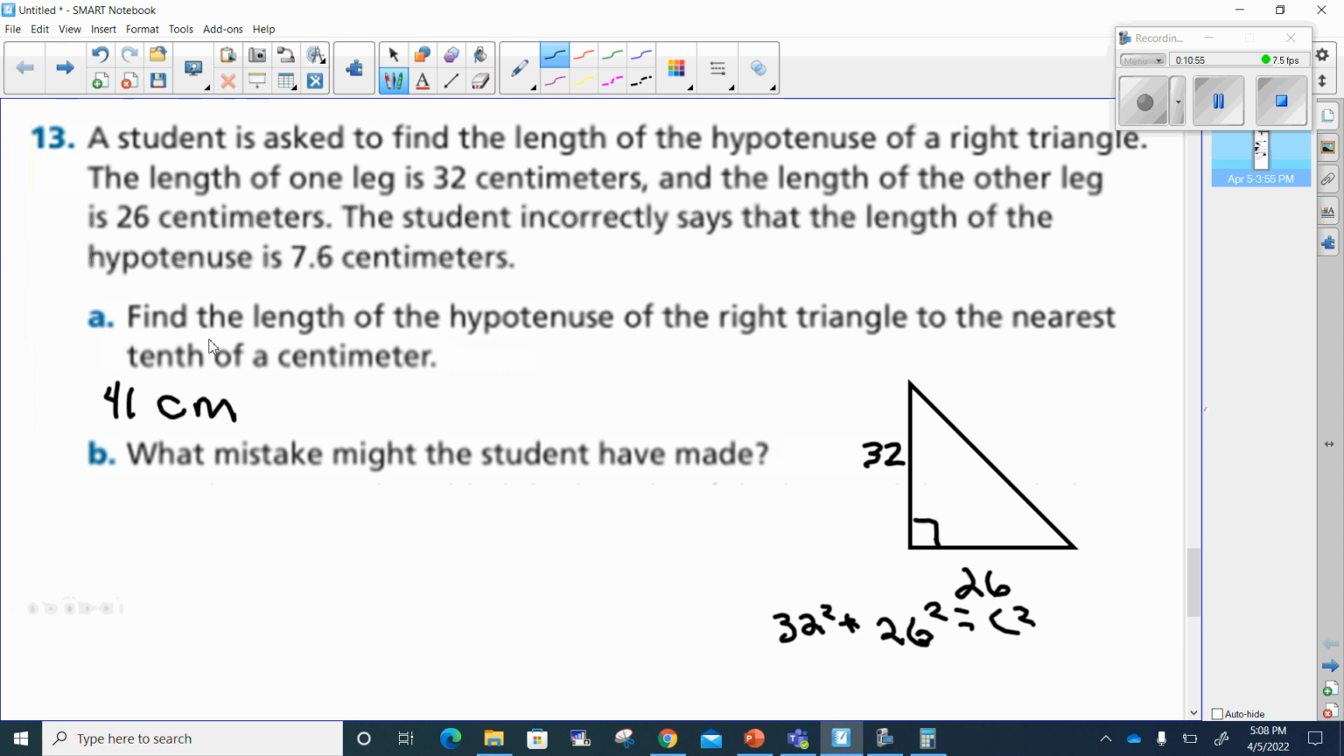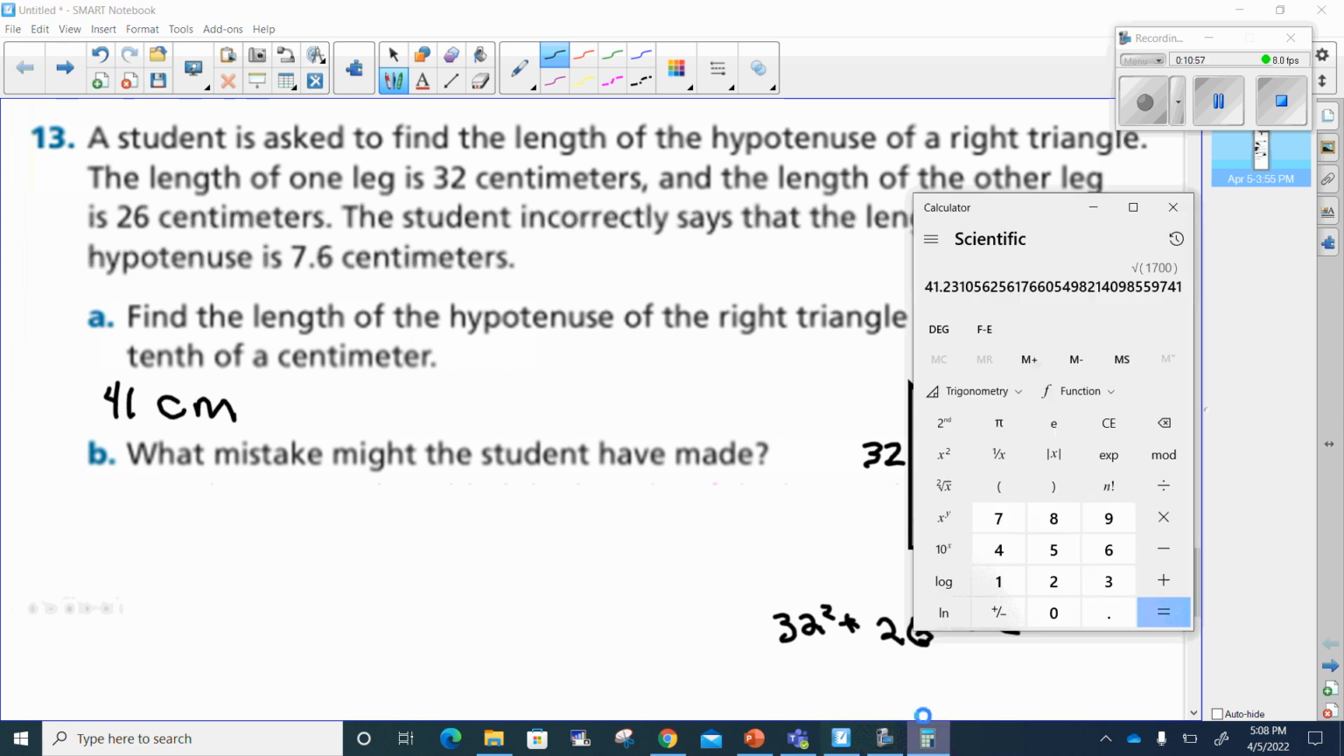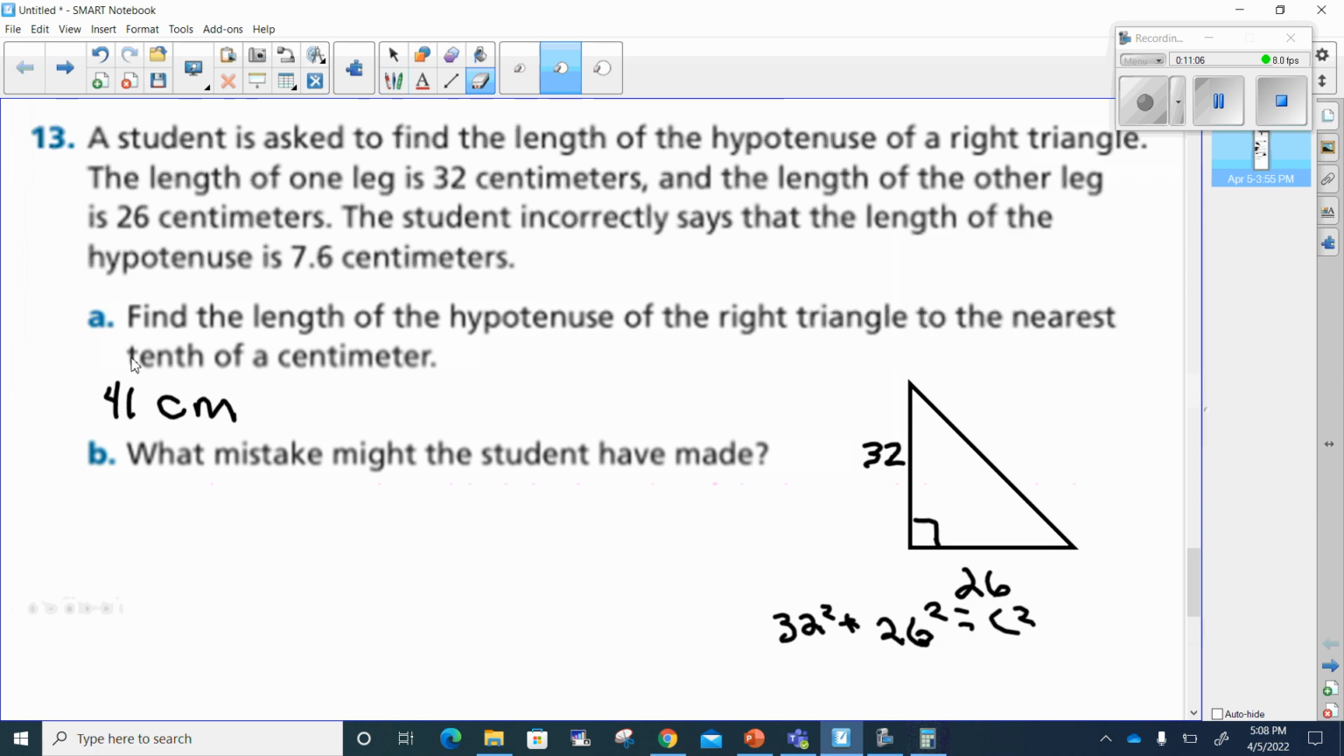Okay. Oh, wait, it does say to the nearest tenth. Oh, crap. To the nearest tenth, that would be, well, the 3 rounded up would be, it's not bigger than 5, so it would be 0.2. So 41.2 would be the correct answer to the nearest tenth. 41.2 centimeters. And they said, what do they think they made the mistake on?